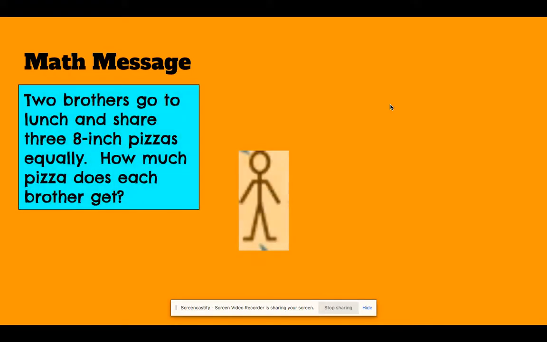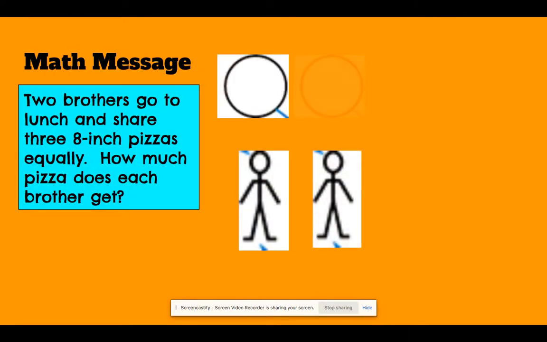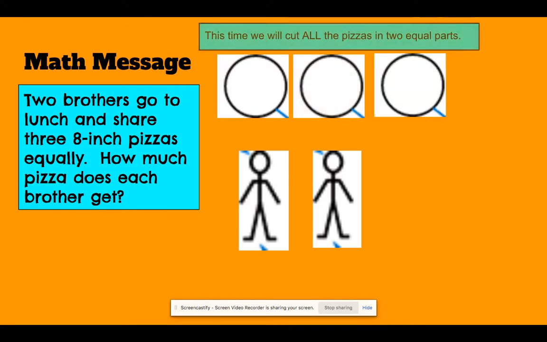Let's look at this problem again. So here's the first brother. Here's the second brother. And again, here's our three pizzas. This time, we're going to cut all the pizzas into two equal parts. So here we go. We're going to cut that and cut that. Cut those pizzas in half. So 1/2 will go to this brother. And I'm going to show this by different colors. So this brother over here is going to have the red arrow, and this brother over here will get a blue arrow. So this brother's getting half.